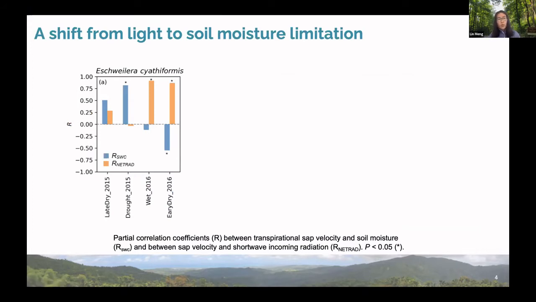So we look at the covariations of sap velocity with soil water content and net radiation for 4 periods: late dry season 2015, drought in 2015, and wet and early dry season in 2016. Each period is 2 weeks. In this figure, the blue bar represents the partial correlation coefficient between sap velocity and soil moisture, which is significant and positive during the late dry season and drought in 2015, while the coefficient between sap velocity and net radiation, shown by the orange bars, is not significant during the drought. But they become significant during the wet season and early dry season in 2016. This indicates a strong soil moisture control during drought and a dominant light control during wet season.